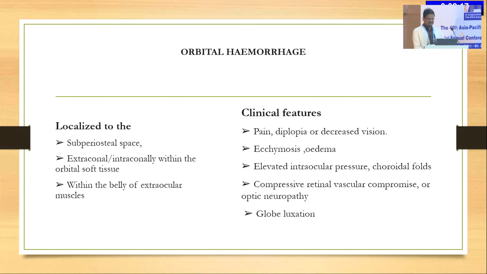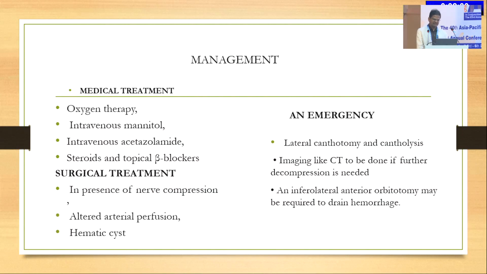In orbital hemorrhage, it can be localized to subperiosteal or extraconal or intraconal within the orbital soft tissue or within the belly of extraocular muscle. Patient will present with pain, diplopia, decreased vision, ecchymosis, edema, elevated intraocular pressure. Maybe choroidal folds will be there. Globe luxation can be there because of this hemorrhage. It is a case of acute management if it causes optic nerve compression.